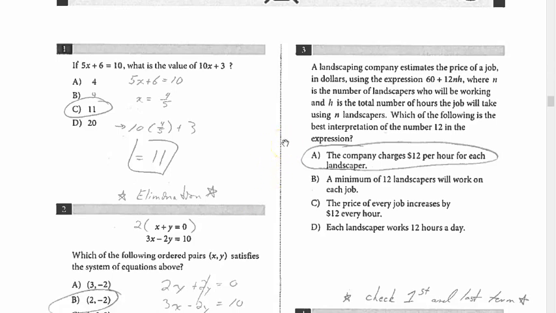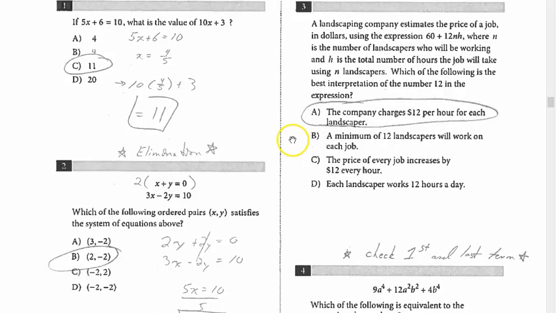Number 3, again, going back to this algebraic reasoning for our linear equations. Reading through this question, we find out which of the following is the best interpretation of the number 12. Well, here, again, that's linear. So 12 is like our slope, or it's our per hour type chart.